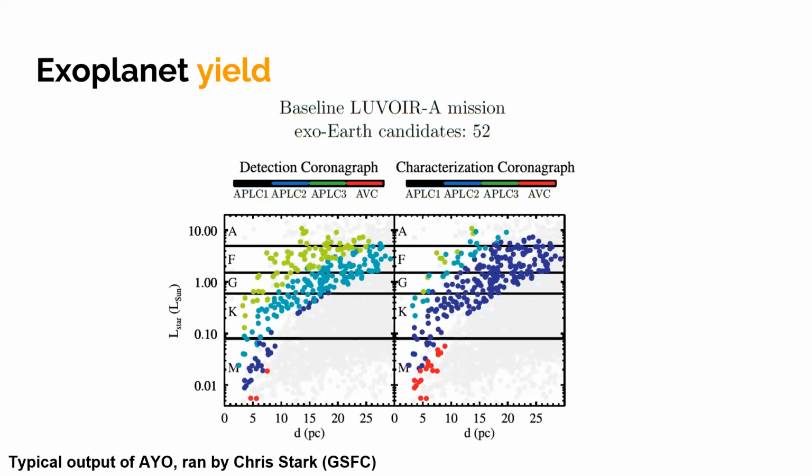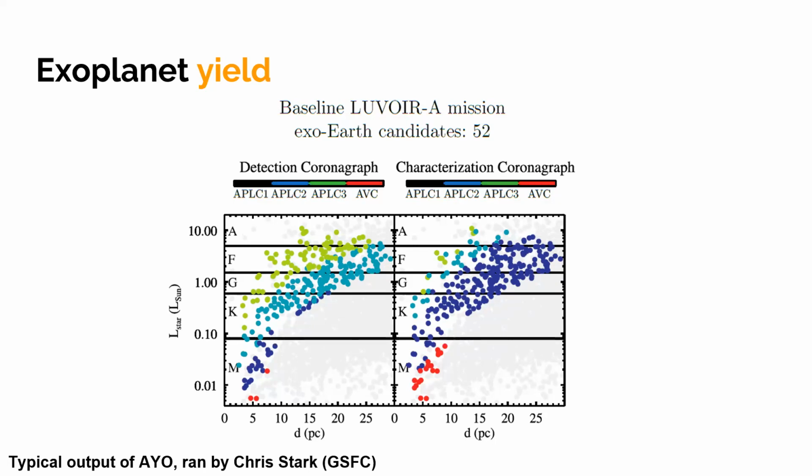Of course, to design such a coronagraph, you need to do extensive calculations on how that coronagraph performs and how emission with that coronagraph would perform. So this is a typical output of a yield simulation performed by Chris Stark, showing what kind of planets would be discovered. You simulate a full mission with a set of coronagraphs, and you see which planets in a simulated universe would be observed, detected and characterized with that mission.